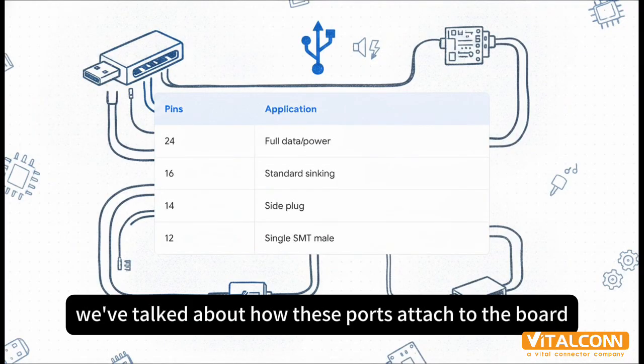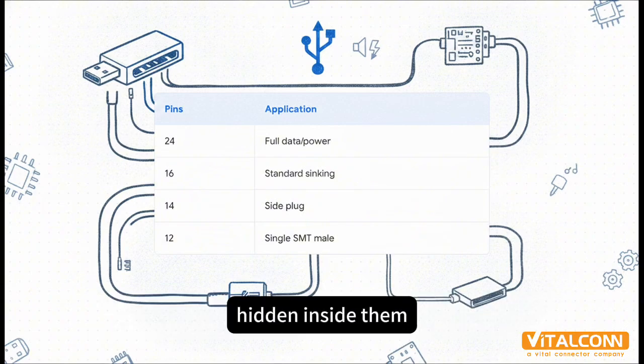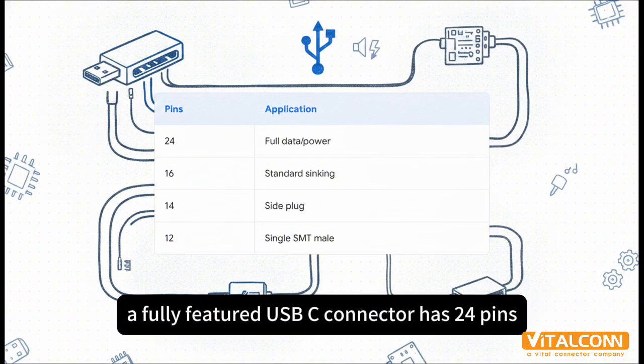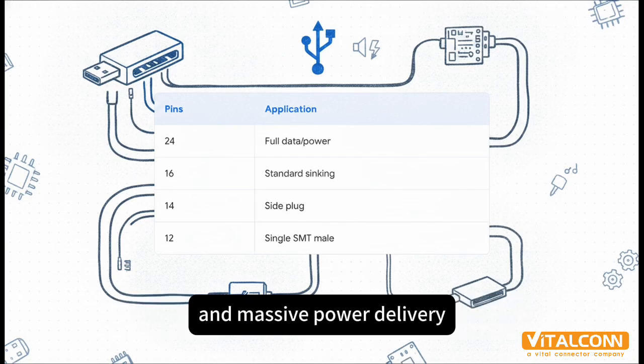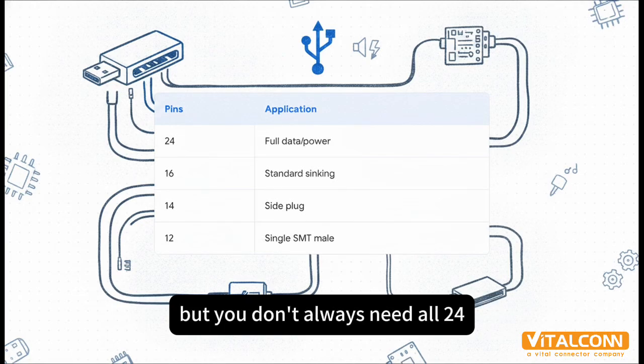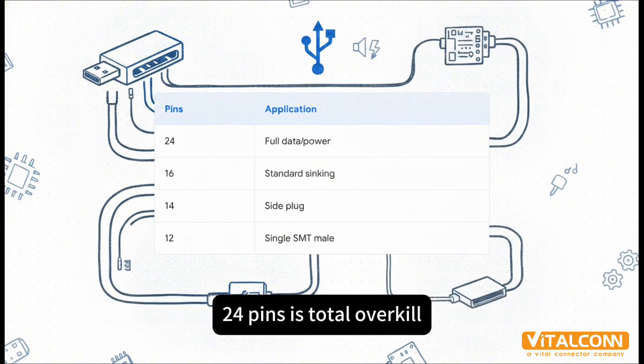So we've talked about how these ports attach to the board. Now let's talk about the data and power highways hidden inside them. A fully featured USB-C connector has 24 pins, which allows for incredibly fast data transfer and massive power delivery. But you don't always need all 24. If you're building, say, a cheap Bluetooth speaker that just needs to charge, 24 pins is total overkill.